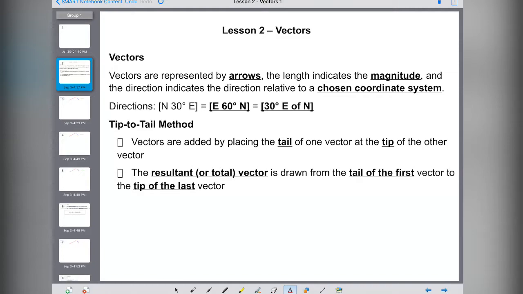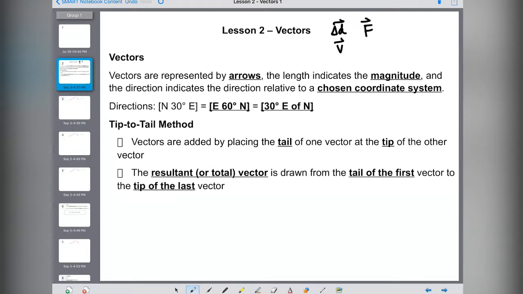Hi, today we're going to talk about lesson 2, vectors. We've been dealing with a lot of vectors, especially in the kinematics unit. Everything has a direction and a length. And when we're solving any problems involving vectors, some of the vectors that we have been talking about or will be talking about are things like displacement, velocity, forces.